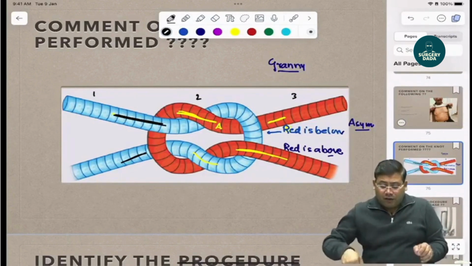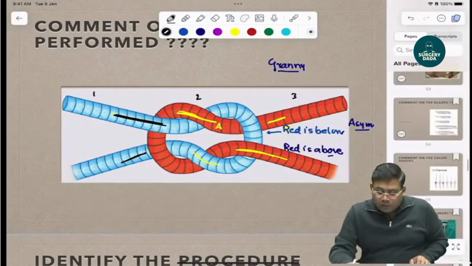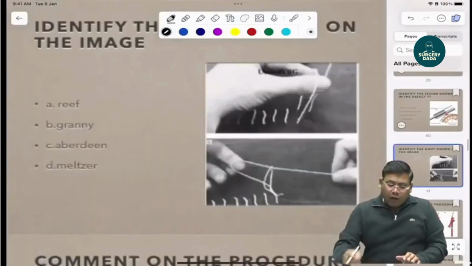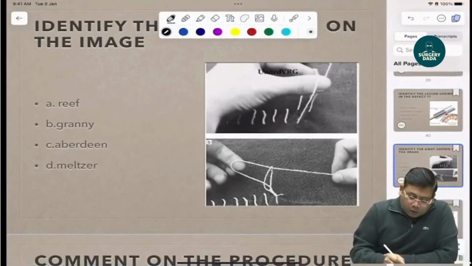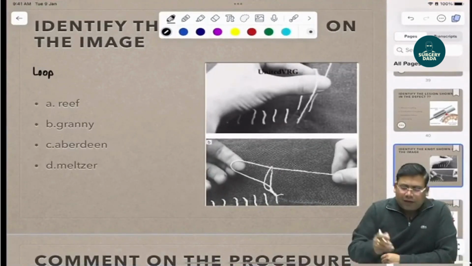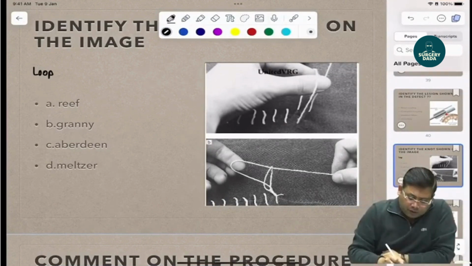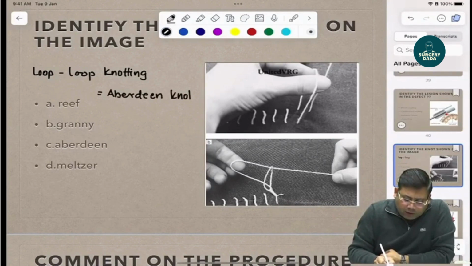This is again very important. There is one more image on the knots. Let us understand that also. What is that? Let us see that. Okay. What is this? Whenever you have to do a continuous knotting, you will do a loop out of loop. Recently I've uploaded a video of that also on Instagram or in my surgery section also. So loop out of loop knotting. What is this loop out of loop knotting, students? This is known as Aberdeen's knot. What do you mean by Aberdeen's knot?